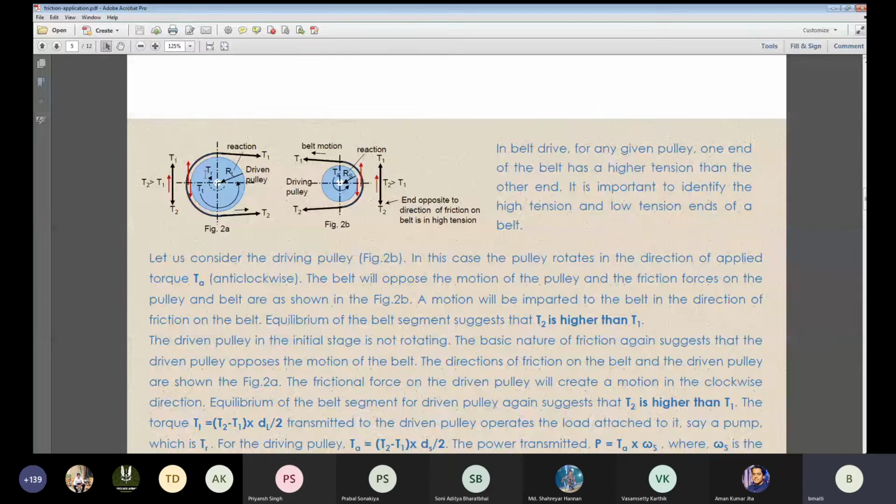That means if you apply a power somewhere, then obviously there will be some amount of background resistance.